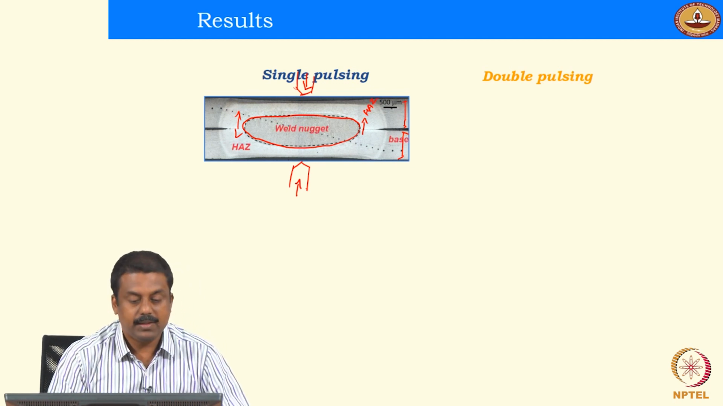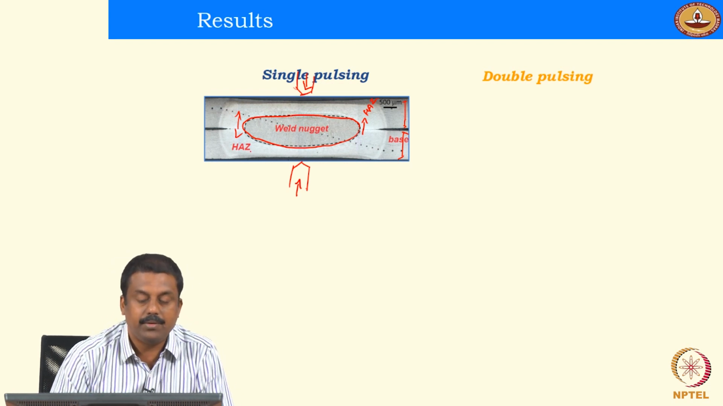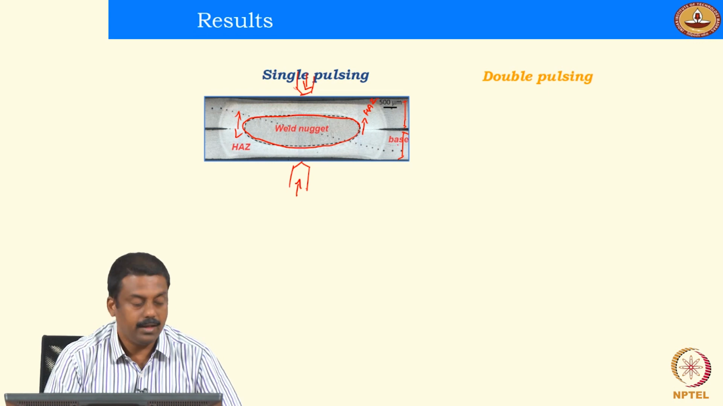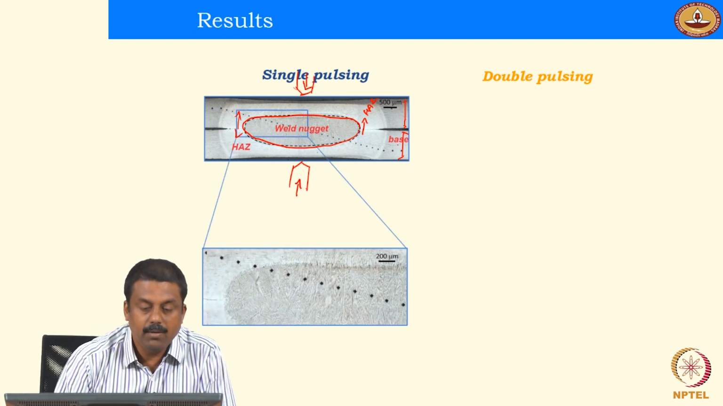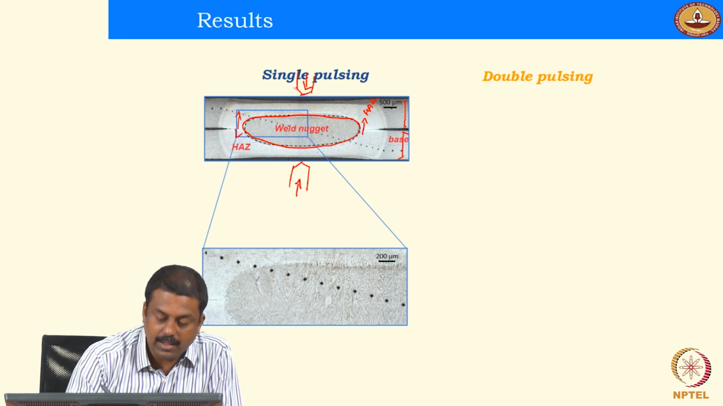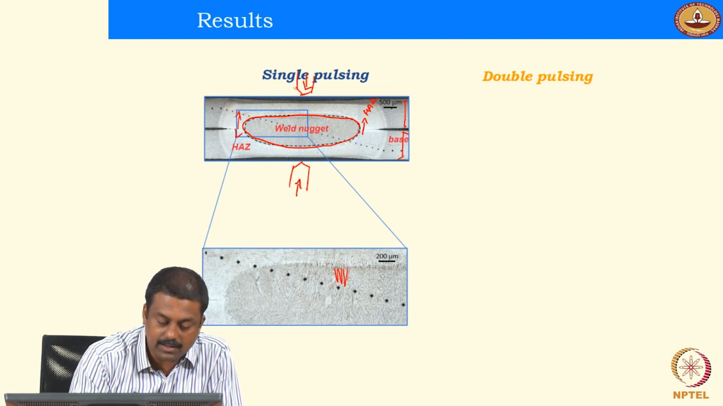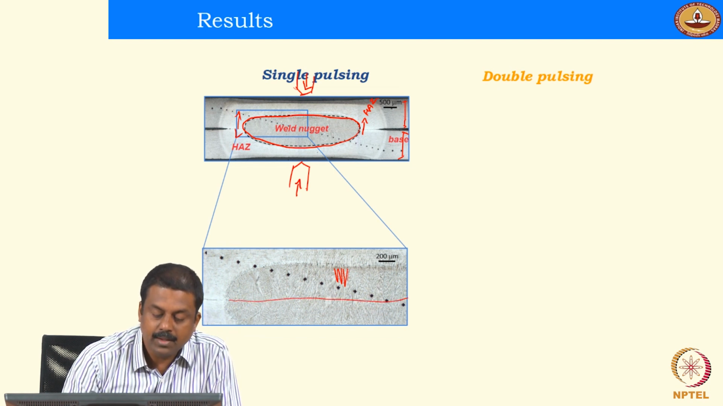And during this first single pulsing, what happens? So this is the weld nugget, and this is the HAZ, what you see over here, and this is the base material. And if you look at it in somewhat higher magnification, you see very clearly the columnar grains which are actually grown from the fusion boundary towards the weld center line, and during this process the alloying elements are trying to segregate at the weld center line, because that is the region which solidifies last, right.